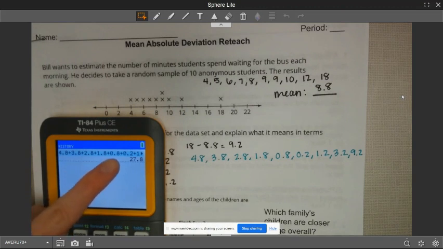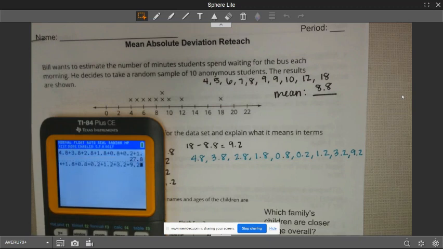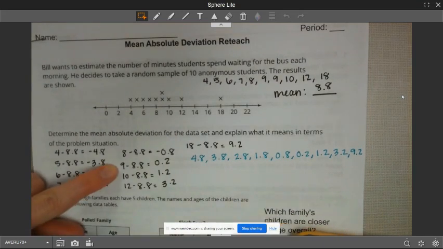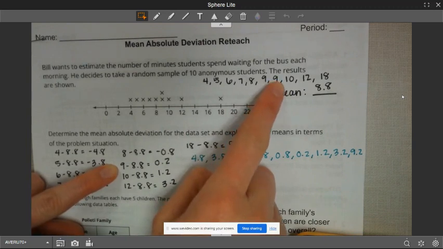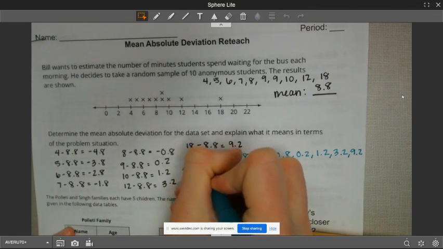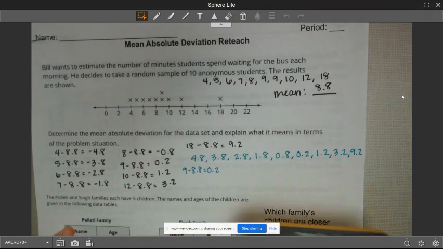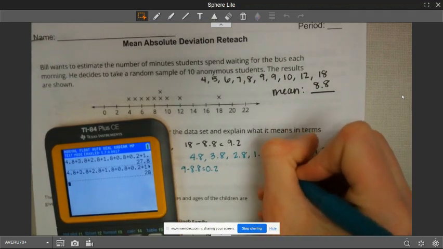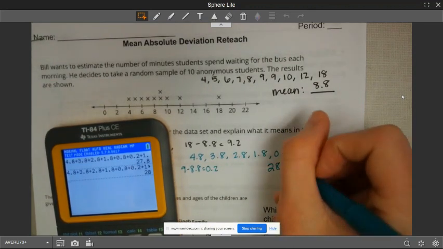The reason I'm a little shocked here is earlier I got 28. So let's see if I can find my mistake. 9.2, 3.2. Ah, here's my mistake. How many 9s did I have? I had 2 9s, so I forgot to do my second 9 minus 8.8. Always double check your numbers. So now if I add that extra 0.2, yep, I get 28. So I got 28 when I added them all up.